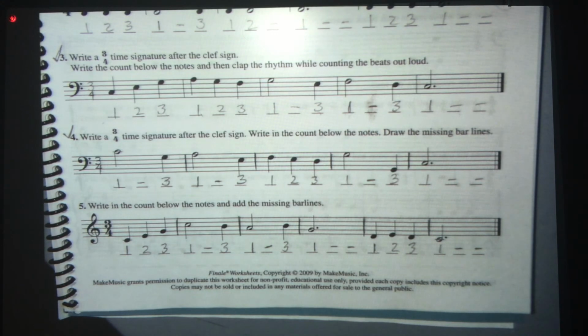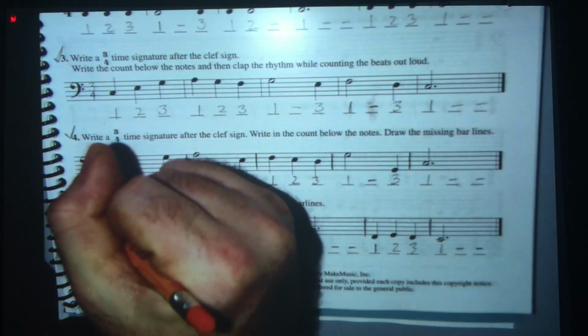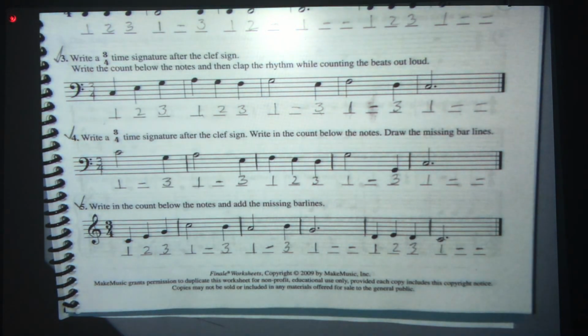If all music was in common time, it'd be a pretty boring thing. So we have all kinds of time signatures. We're going to put a check here. And we are done with that worksheet.